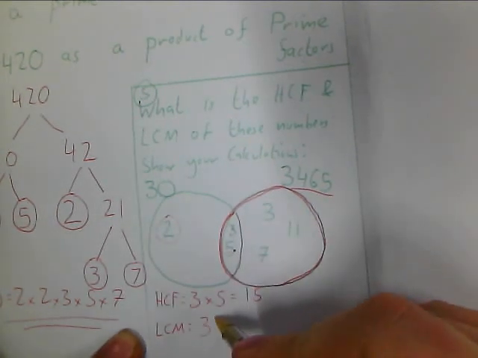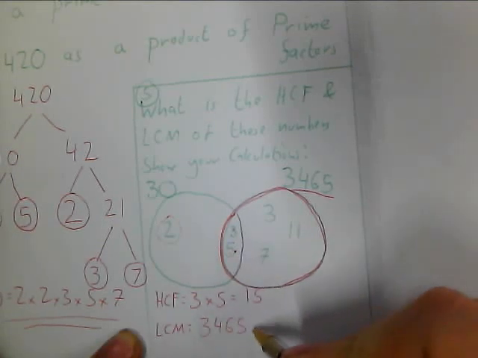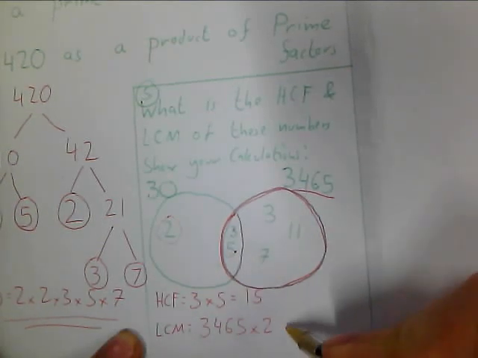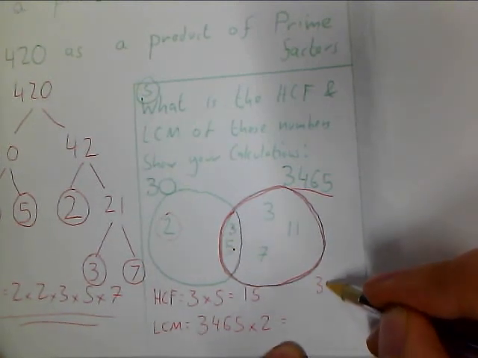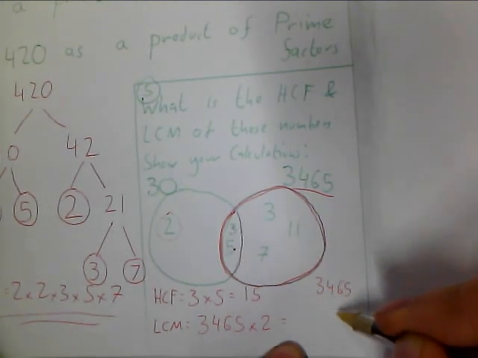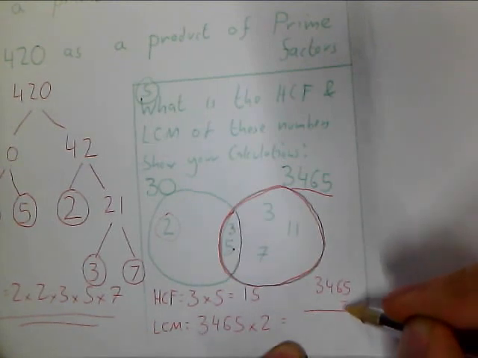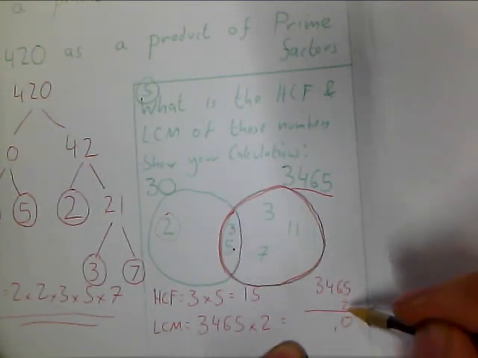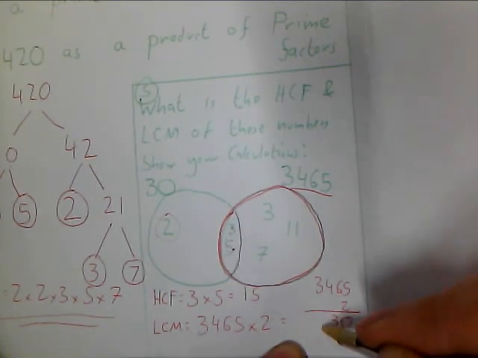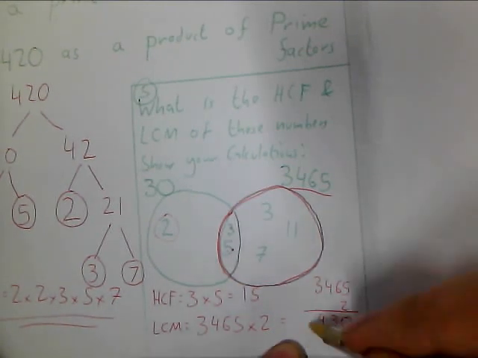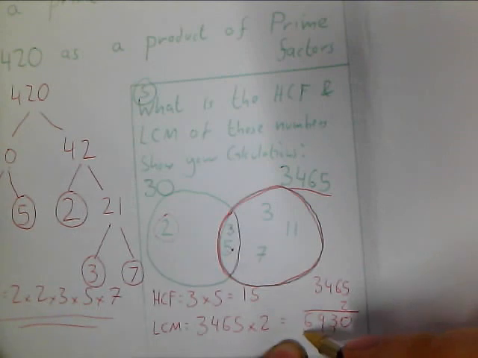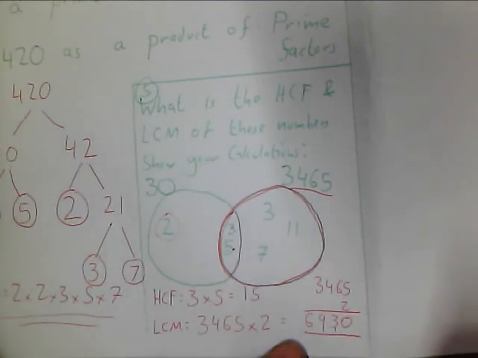So I can do the sum 3,465 multiplied by 2. And that gives me, if I need to do a little quick sum here, because you're not allowed calculators for these, 2 times 5 is 10, 6 times 2 is 12, carry the 1, 13, 2 times 4 is 8, carry the 1, 9, and 2 times 3 is 6. 6,930 is my lowest common multiple.